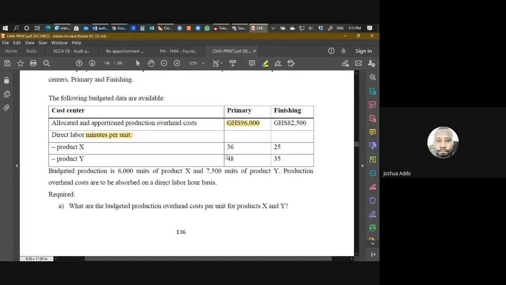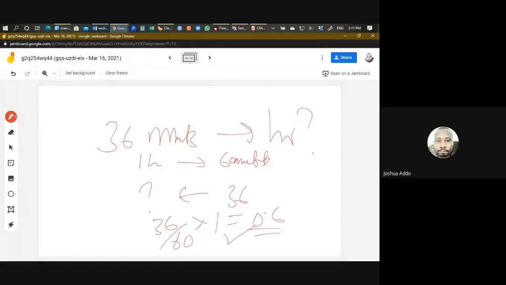Product y spends 48 minutes in the primary department. Convert the 48 minutes to hours. That's 48 over 60. And you can borrow a calculator. 0.8. Yeah, 0.8.